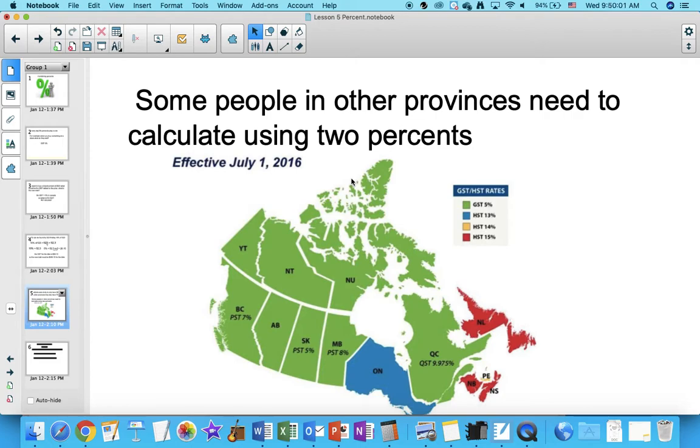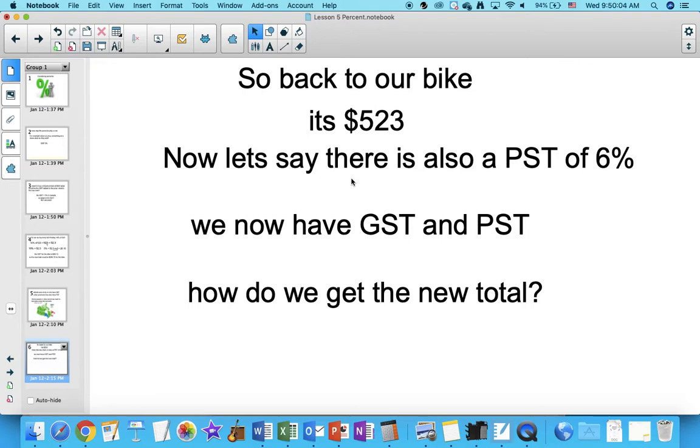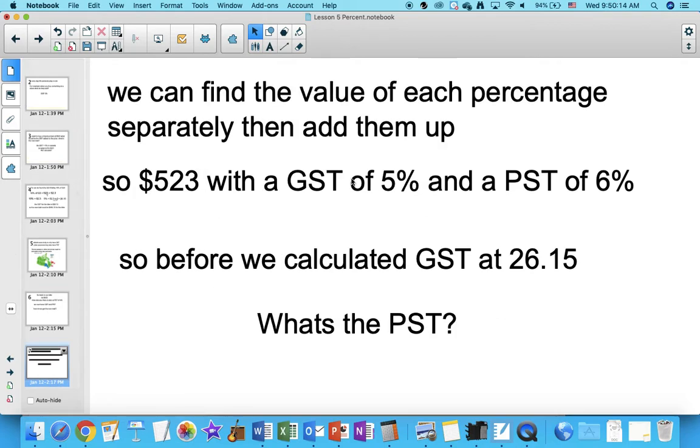Great. So let's get back to our bike. Now let's say there's also a PST of 6%. Now we have GST and PST. How do we get the new total? Well, we can find the value of each percentage separately, then add them up.